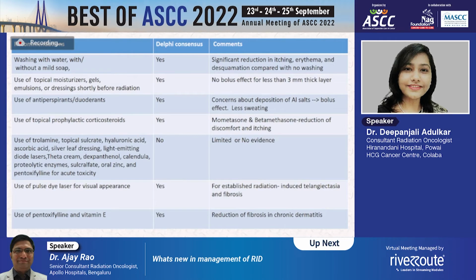Again, use of antiperspirants or deodorants during radiation treatment. There were concerns about alcohol-based deodorants, which cause deposition of alcohol and a probable bolus effect. But it was seen that non-aluminium based deodorants can definitely be used, and of course it does help in less sweating. With use of topical corticosteroids, multiple studies have shown mometasone and betamethasone reduce discomfort and itching, and it is definitely recommended. Now, for grade 2 and grade 3, a lot of hydrogel based dressings, non steroidal dressings, and hyaluronic acid based dressings were used.